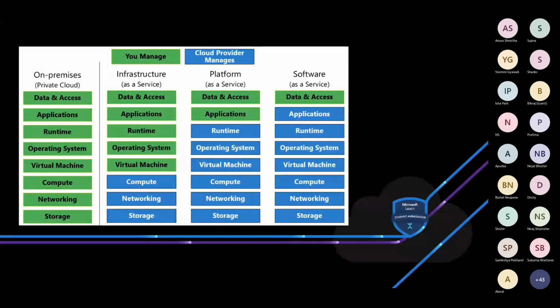However, there are many other things that we have to look after. So, comparing this to a platform as a service, we have to look after fewer things like data and access and applications, whereas the runtime, operating system, virtual machine, compute, networking, storage is all what a cloud provider manages for us.